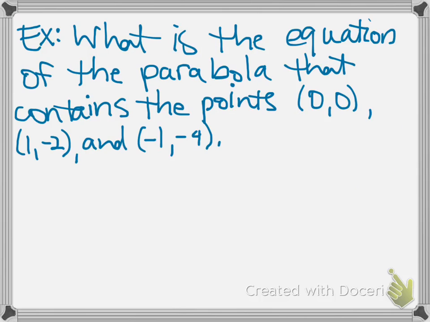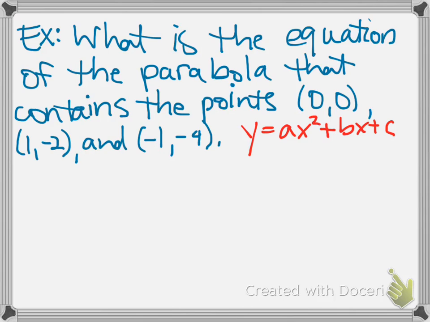So we're going to work through an example that does just that. It gives us 3 points that are on our parabola, and we are going to use those 3 points to figure out what the equation is for our parabola. And in order to do that, we're going to use the standard form of a quadratic equation. And just to refresh everyone's memory, standard form is y equals ax squared plus bx plus c.